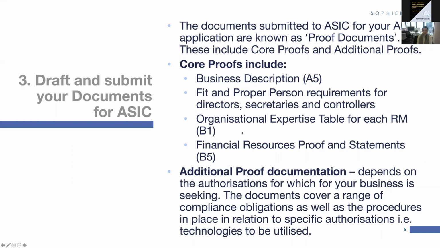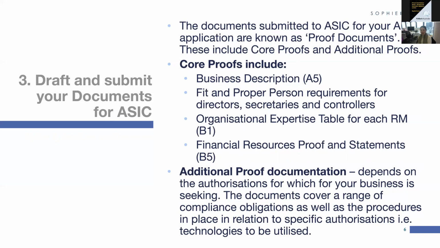So the next step is to draft and submit your documents to ASIC. So these documents are known as your proof documents and consist of both the core proofs and the additional proof documents. So your core proofs include your A5 business description, and this is just a summary of your business details, your fit and proper person requirements for directors, secretaries and controllers, and we'll go through this in a bit more detail in a few more minutes.